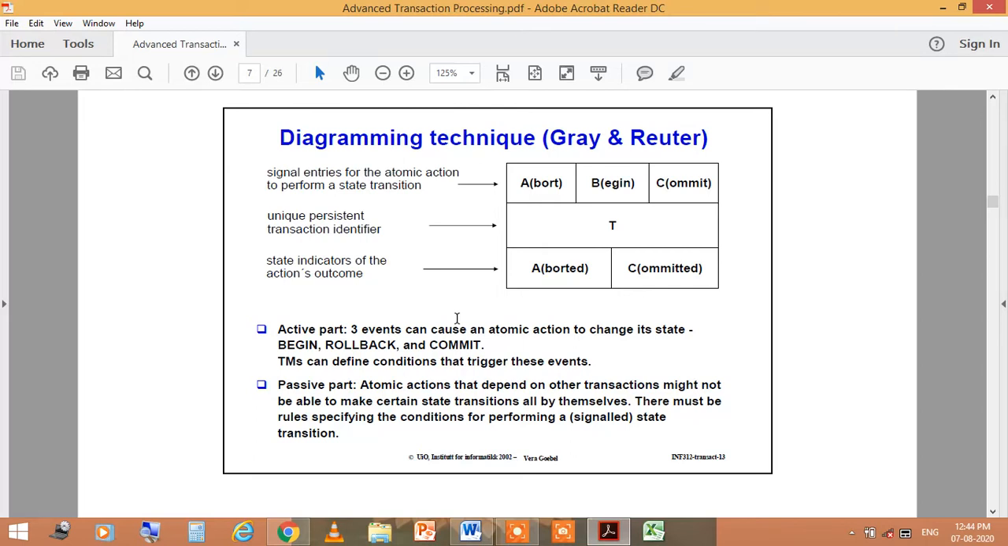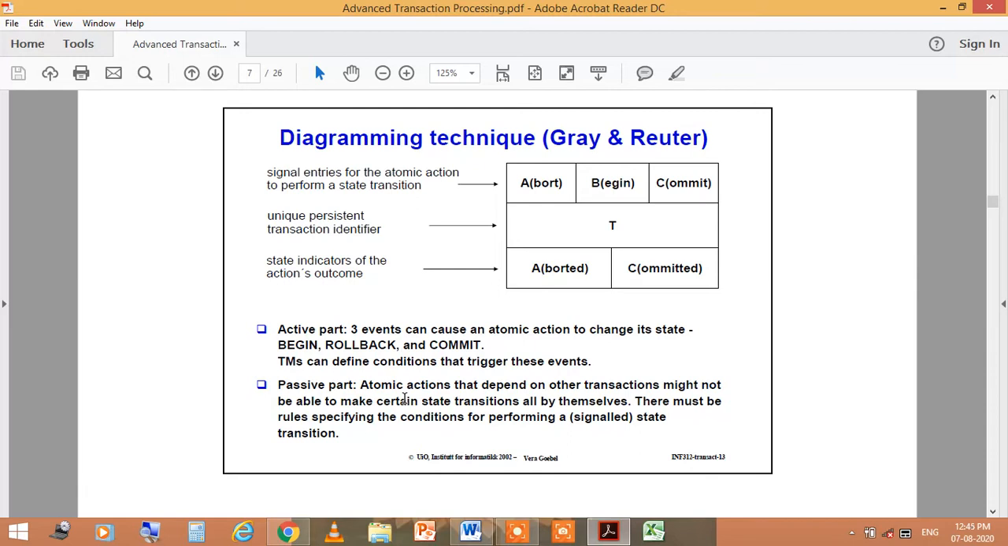Here you see the active part. Three events can cause an atomic action to change its state. What are they? Begin, rollback and commit. As I told you in the previous videos, rollback means go back to the previous phase, commit means a complete task, and begin means you have to start your process. So TM is the transaction model, and it can define conditions that trigger these events.